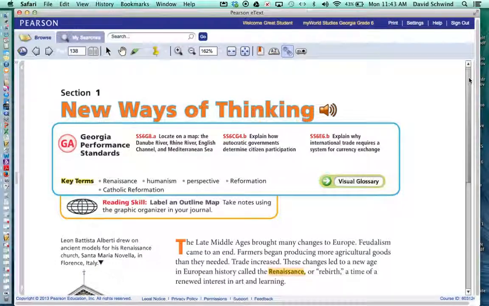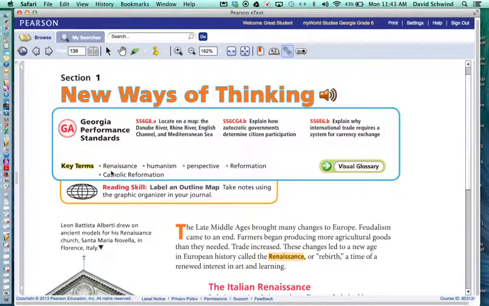As we're going through this, remember the words Renaissance, humanism, perspective, Reformation, and Catholic Reformation. As you will see on your sheet, when it says Section 1 Assessment, you'll look at the key terms for number 1, and it asks you to explain how the following terms affected European life in the period covered in this section.